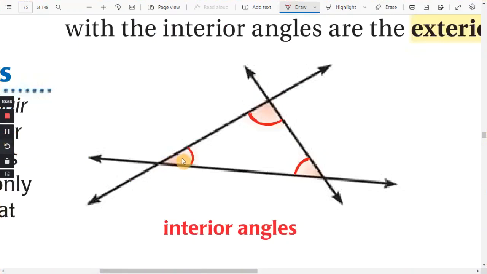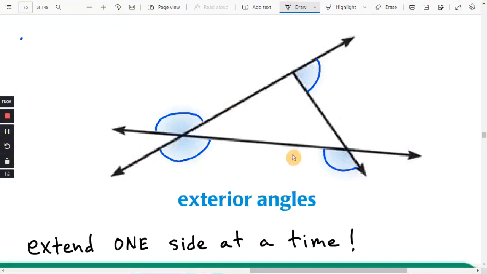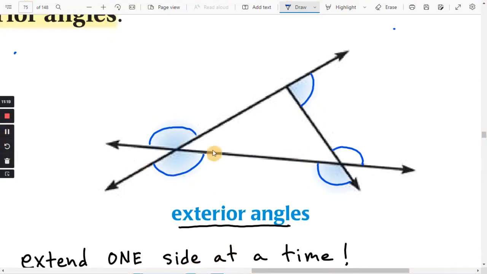All right, so the three angles inside of a triangle are just called interior angles. And the angles outside of the triangle are called exterior angles. And you can only extend one side at a time. For example, if you extend this side right here, then this is an exterior angle. If you extend this side right here, this one here is exterior. If you extend that side, this one here is exterior.